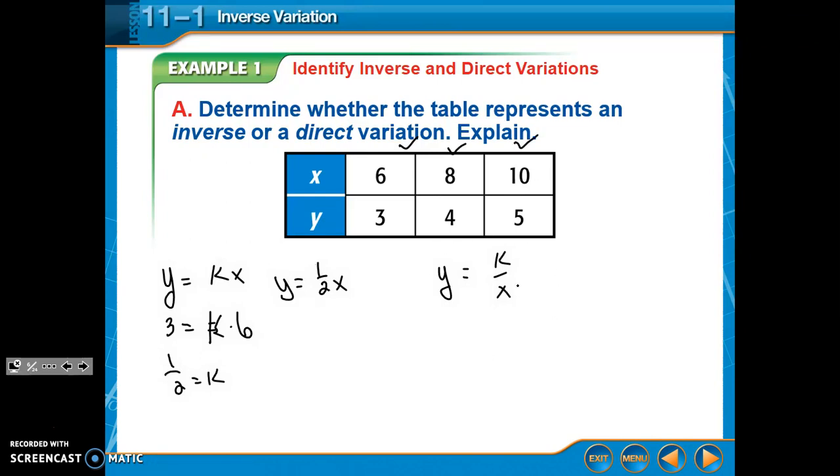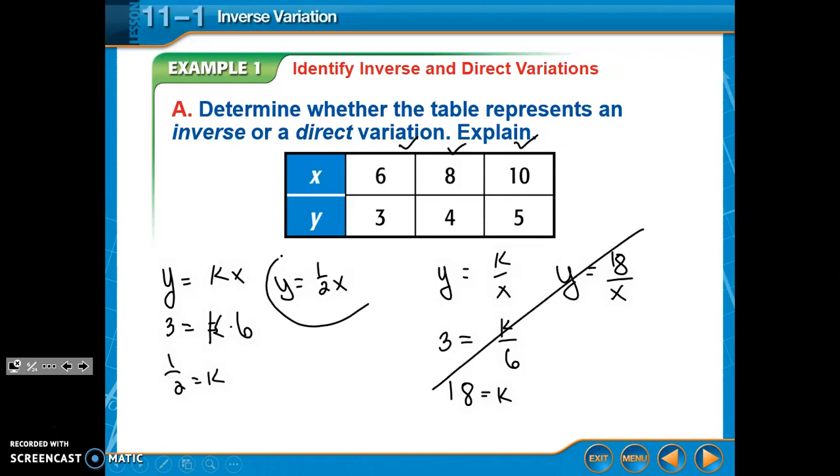Okay, if we had plugged into this one first, we would have put in the 3 for y, and then I would have solved for k by multiplying both sides by 6. So I would have gotten k equals 18. So we would see that 18 over x doesn't work for each of these. If I did 18 divided by 8, it's not equal to 4. Or if I did 18 divided by 10, it's not equal to 5. So we know it's not going to be this one. In this case, it's this one, which was of the form y equals kx, and that is for direct variation.